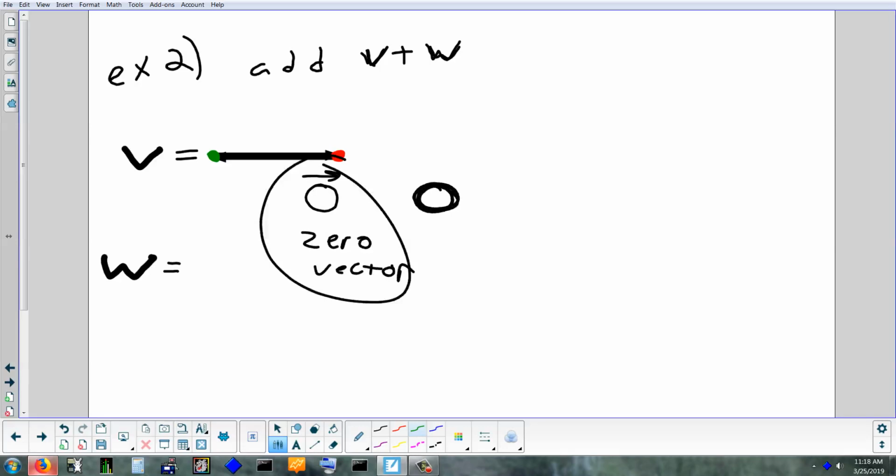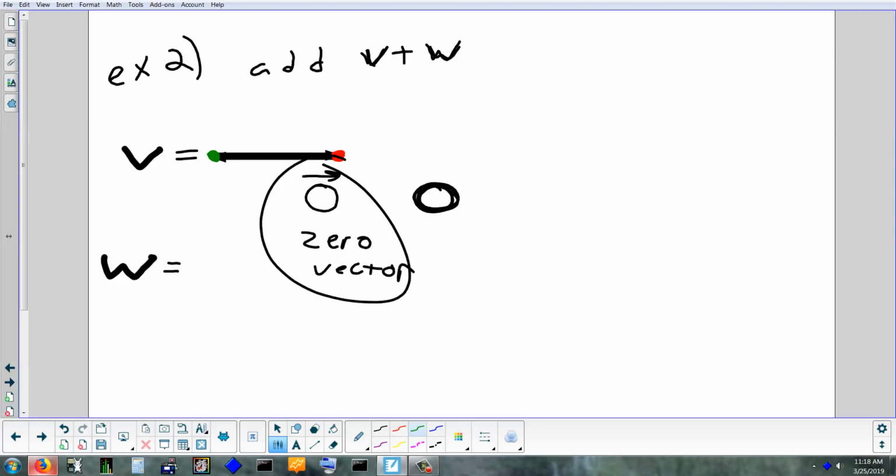That's a vector that if you wanted to measure it and find its length, what would the length be? What do you think? Devin? 0. What do you think the direction of it would be? It has no length. How about Ellen? What do you think the direction would be? It's not really a direction, right?